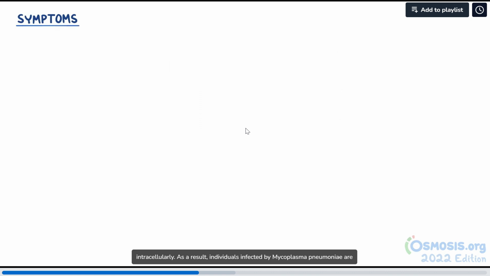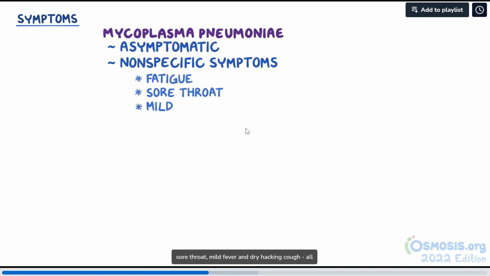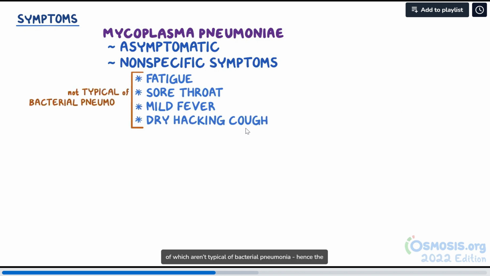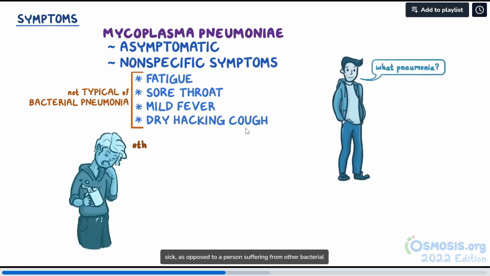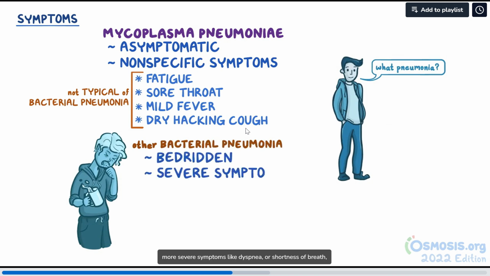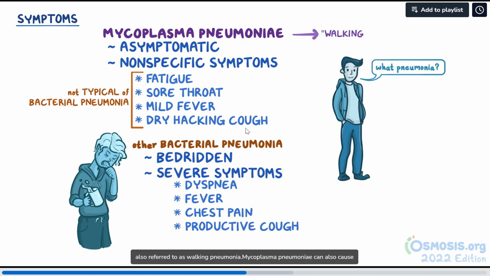As a result, individuals infected by Mycoplasma pneumoniae are often asymptomatic, or might have non-specific symptoms like fatigue, sore throat, mild fever, and dry hacking cough, all of which aren't typical of bacterial pneumonia, hence the name atypical pneumonia. Besides, the person might not feel very sick, as opposed to a person suffering from other bacterial pneumonia, where they'll be surely bedridden and suffering from more severe symptoms like dyspnea or shortness of breath, fever, chest pain, and a productive cough. This is why sometimes a case of atypical pneumonia is also referred to as walking pneumonia.